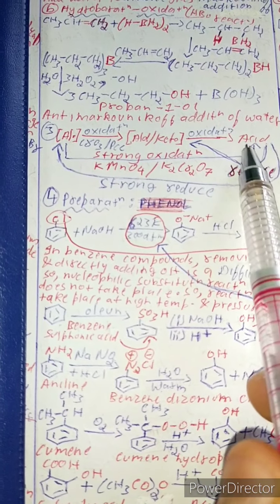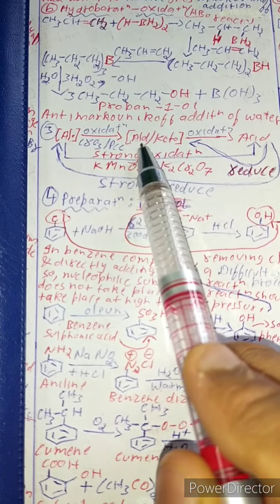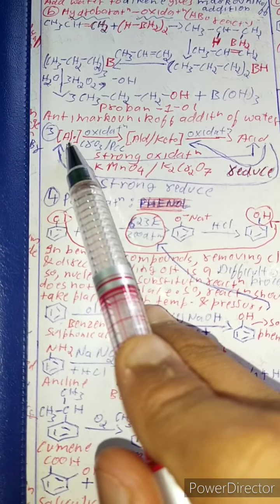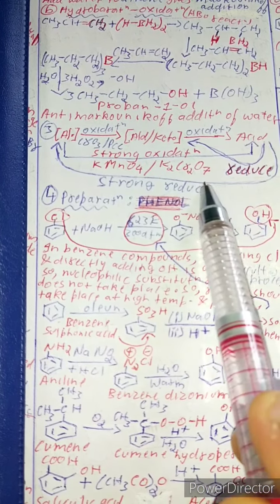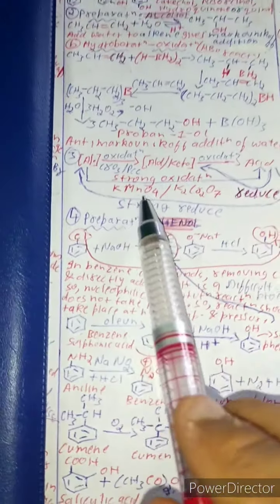And when you reduce acid, it gives aldehyde and ketone, and when you reduce aldehyde and ketone, it gives alcohol. And on strong reduction, acids give alcohols.